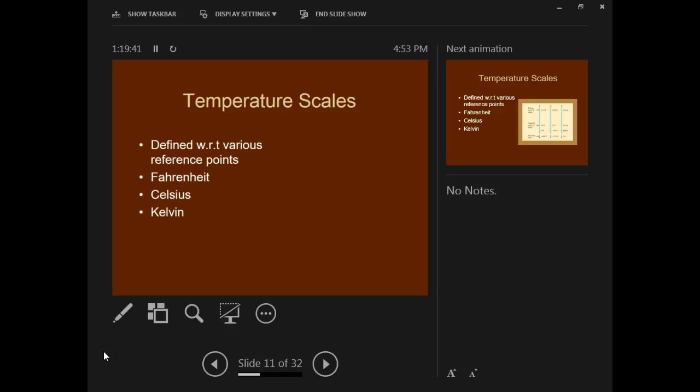Now, I don't know if he ever actually came up with a scale on his own. He probably did, but we don't know what it is. By the way, anyone know what WRT stands for? With respect to, that's what WRT is.